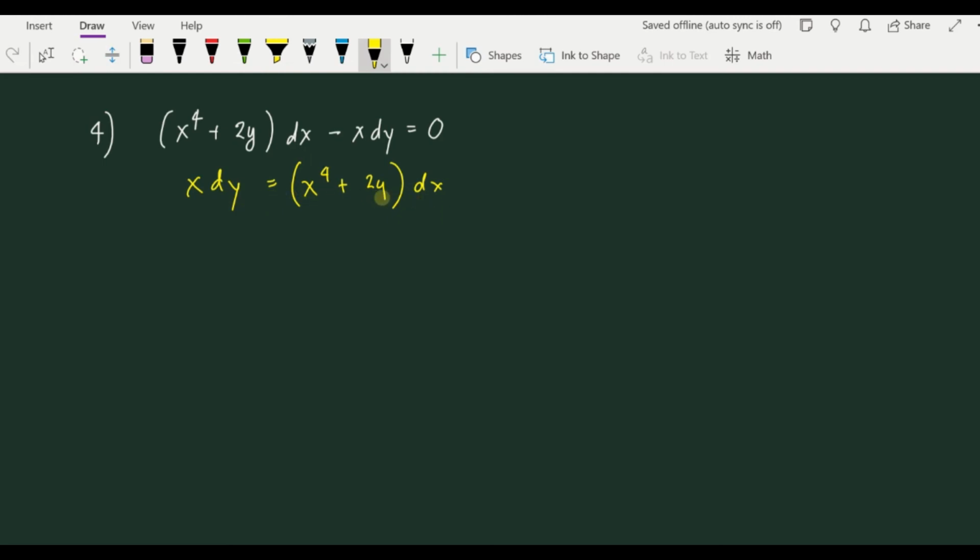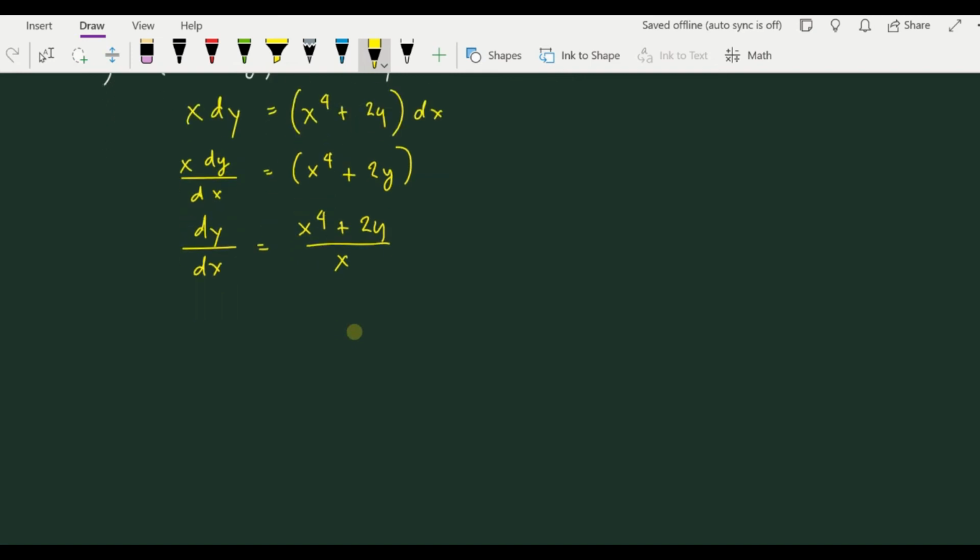And then, ang next na gagawin, i-divide natin both sides by dx. Kaya mangyayari dyan, x dy over dx is equal to x to the fourth plus 2y. So, mawawala na yung dx dito. Okay. And then, since kailangan lang natin ay dy over dx, divide natin both sides by x naman. So, dy over dx equals (x to the fourth plus 2y) over x.